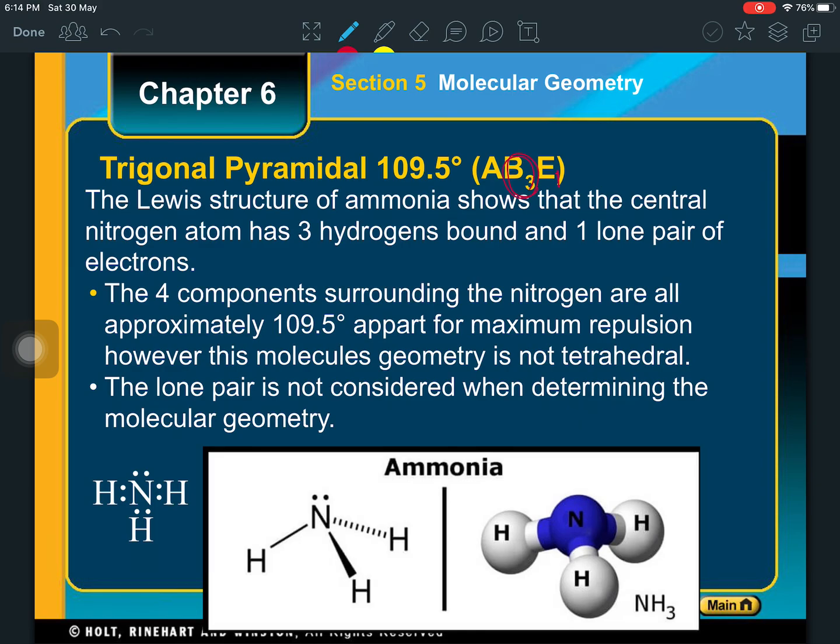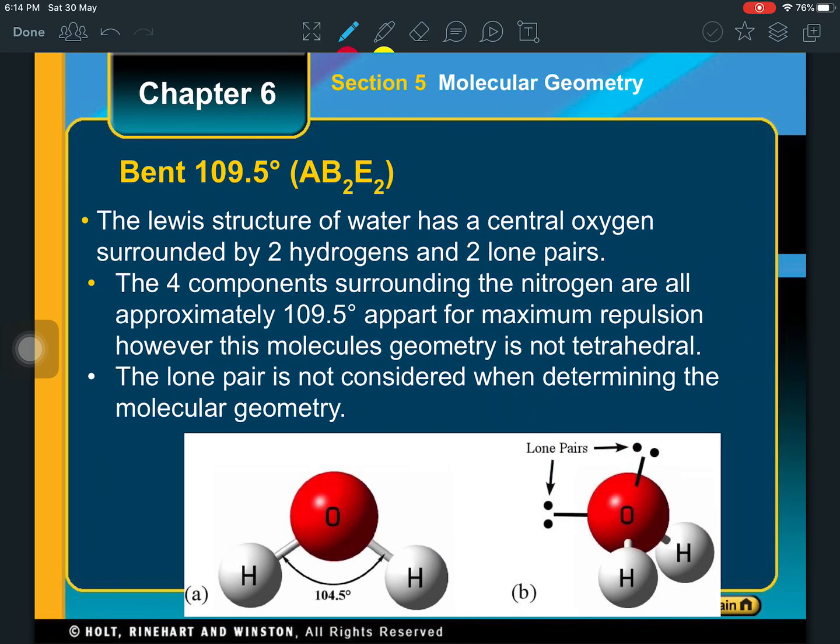Now, the next molecule we're going to be looking at has 2 lone pairs. So when I look over here, I can see that I have one central atom, 2 surrounding atoms, and 2 lone pairs. So if I look at a water molecule, this is my A, the one central molecule. These are my B's, and these are my E's, my 2 lone pairs, okay?